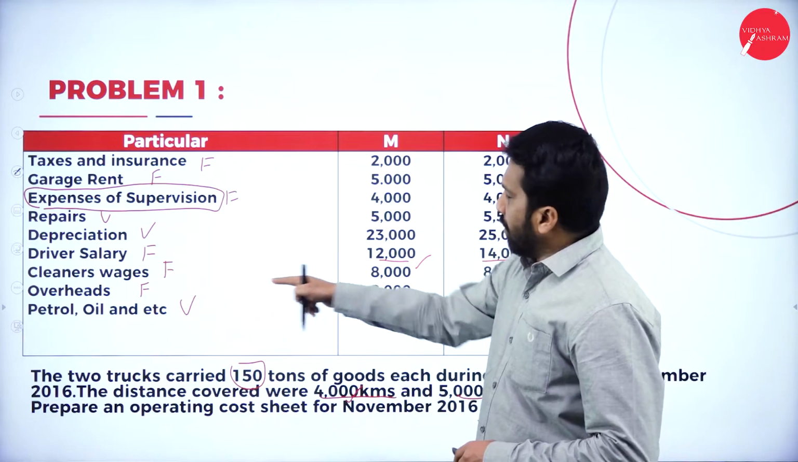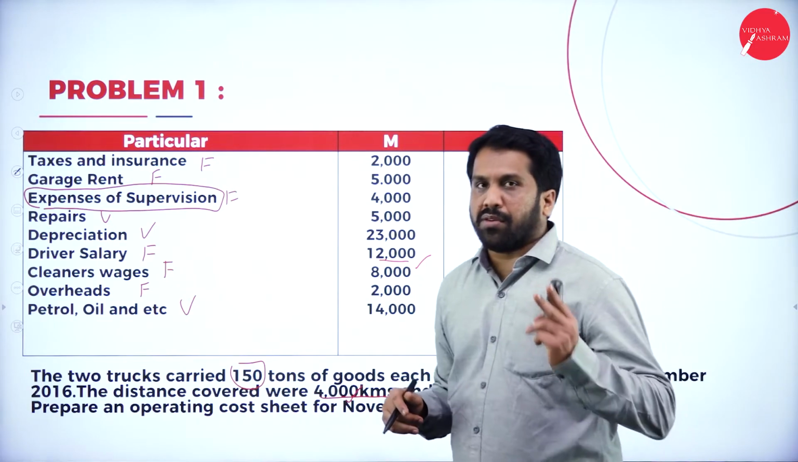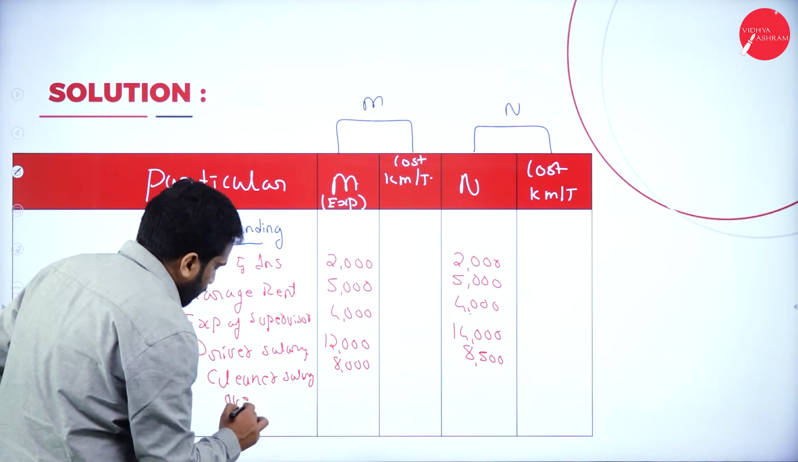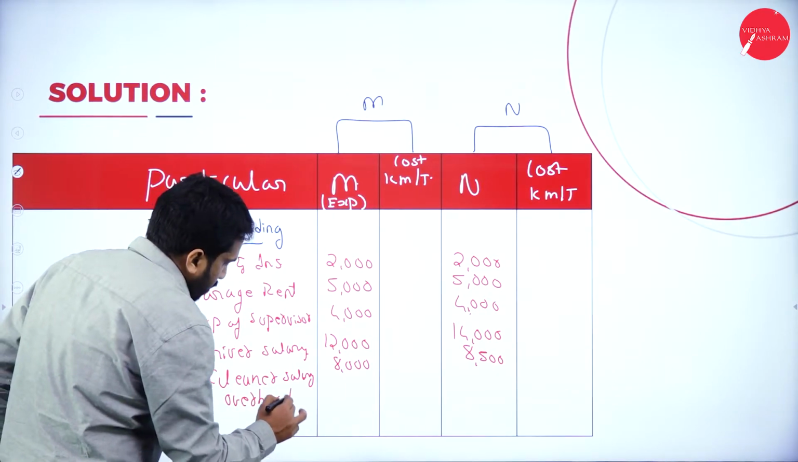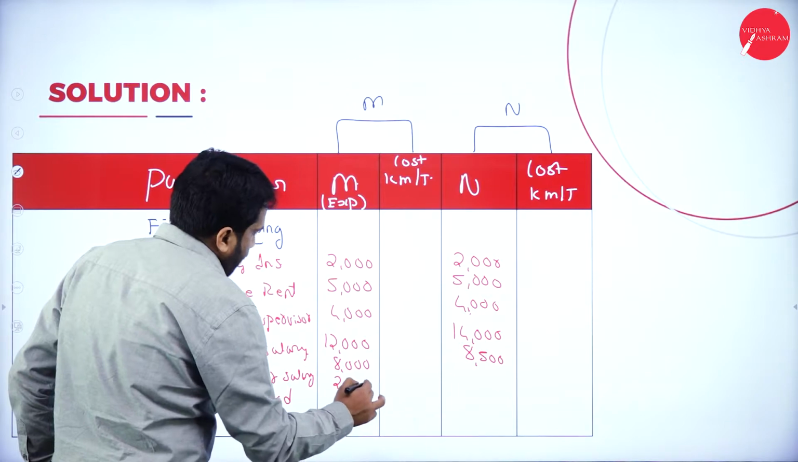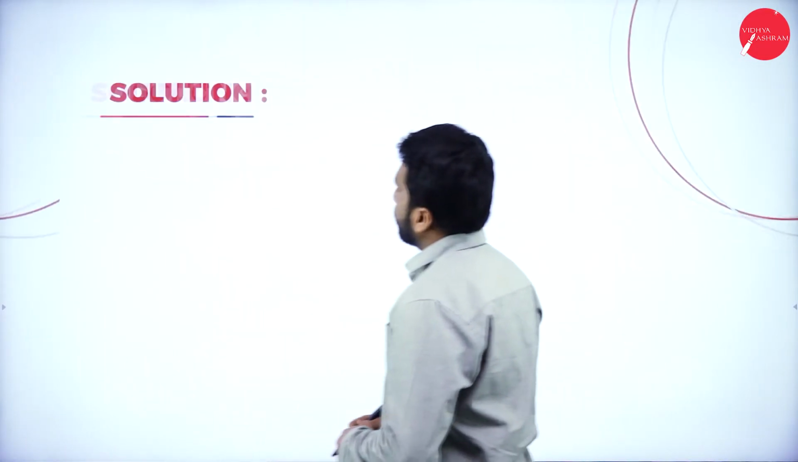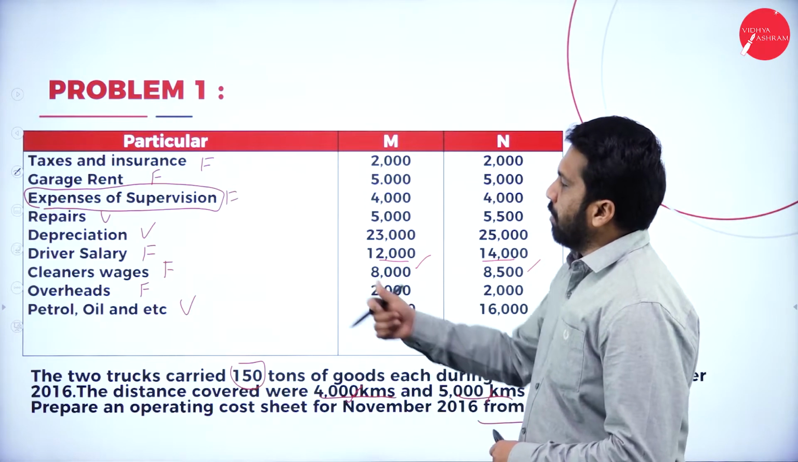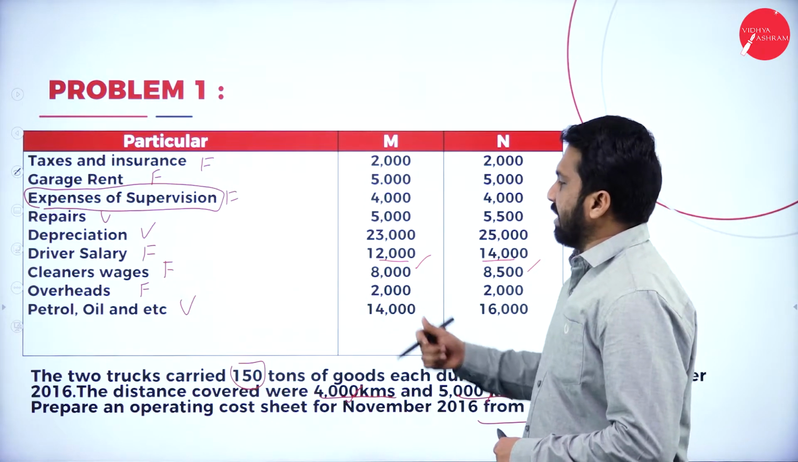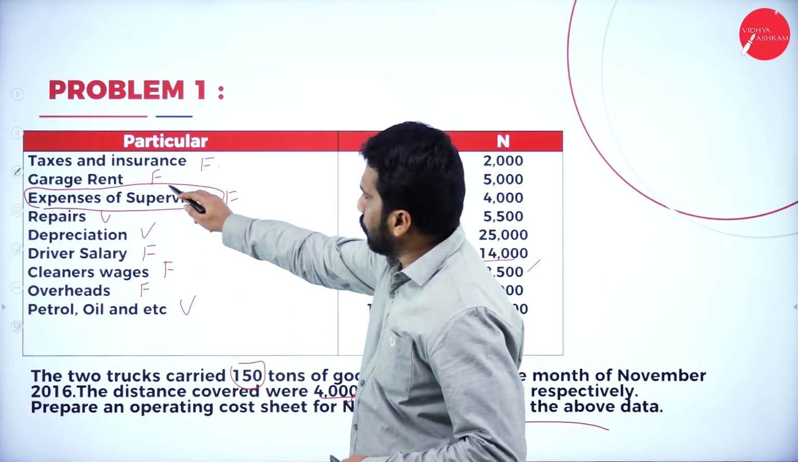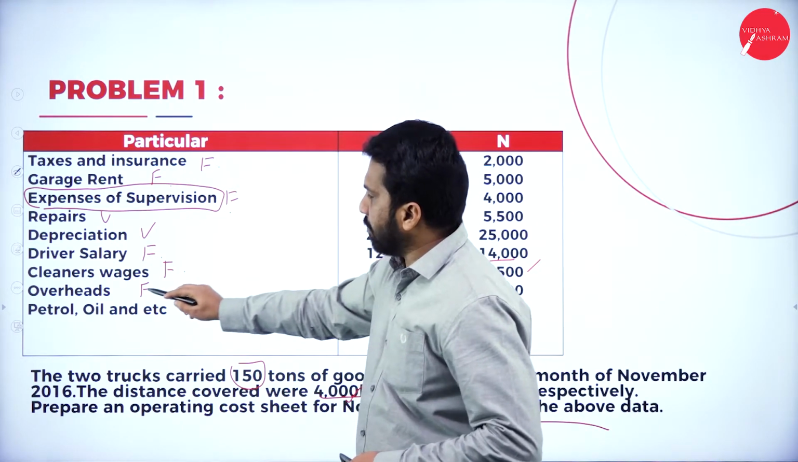After that, we have overhead. That is also fixed, 2,000 and 2,000. After this, we have overhead over petrol, oil, etc., all of which come under variable. Now, 1, 2, 3, 4, 5, 6.